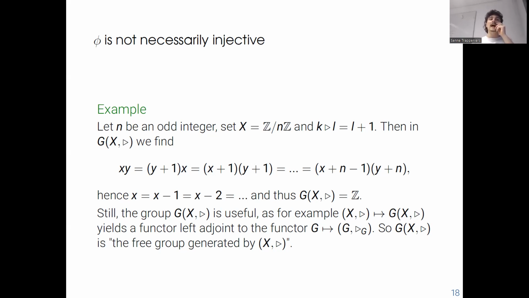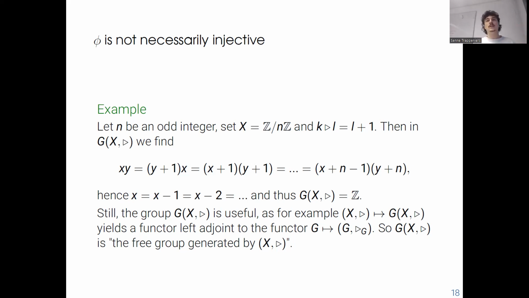Still, this group is useful because, for example, one can easily check that this construction is functorial, and in this way we obtain a left adjoint to the functor associating to a group its associated rack. Because this is in some sense a forgetful functor. We take a group, and then we only remember how conjugation works. So being left adjoint to the forgetful functor means that it makes sense to think of this group as the free group generated by our rack. Okay, so this is an important idea to keep in mind.